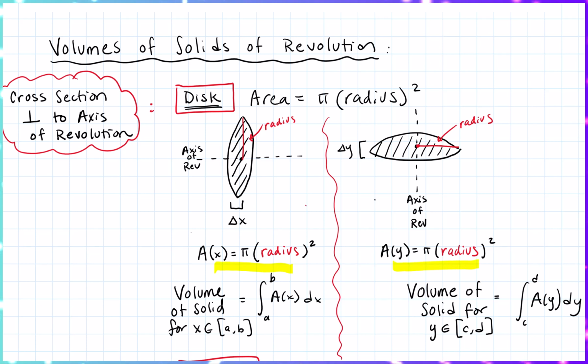Depending on the thickness of the disk, if it's revolved around a horizontal axis, then the thickness is going to be a delta x. If it's revolved around a vertical axis, then the thickness is going to be a delta y when we take a cross-sectional slice. So we'll talk about that when we look at our two examples. But the area of a disk is pi times the radius squared, so we figure out how we find the radius, set up our cross-sectional area formula, and then integrate across the bounds, whether they're bounds on the x-axis or bounds on the y-axis that the solid lives between.